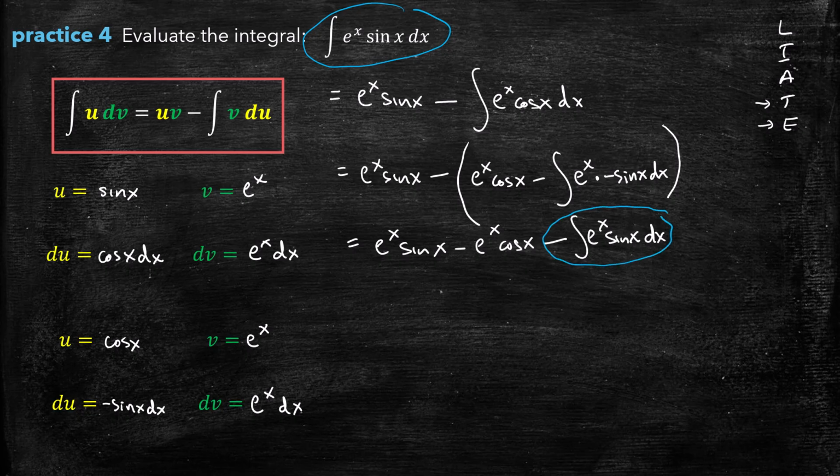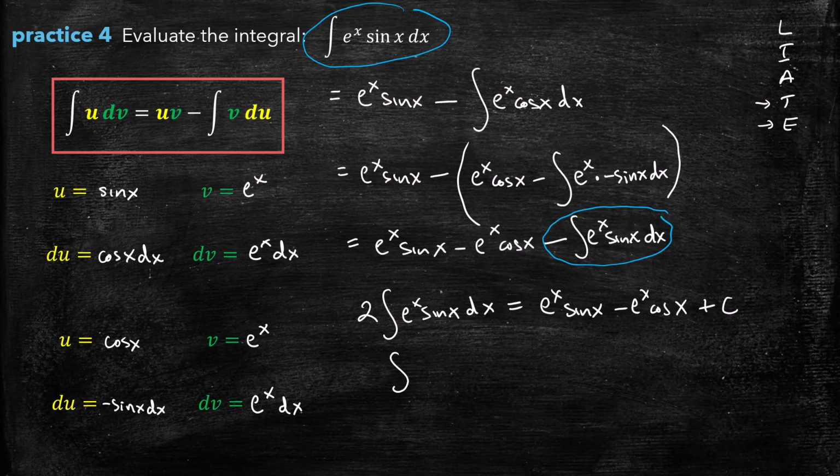So if we actually just add that to both sides, we'll get two integrals of e to the x sine x dx. This is the trick. Equals e to the x sine x minus e to the x cosine x. And because we have no more integrals that we actually have to carry out, we need to include a plus c there to say that we're almost done. And the last step is to divide by 2.